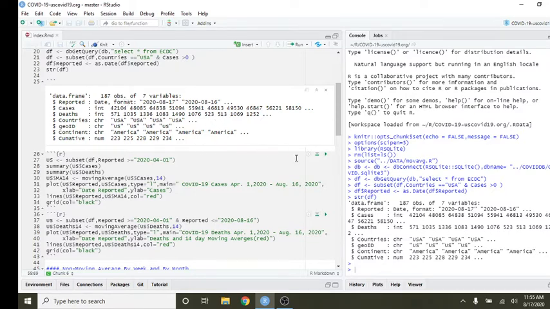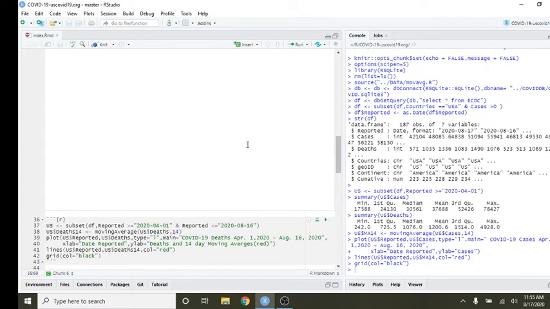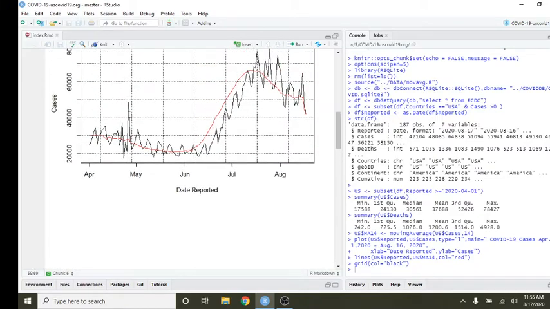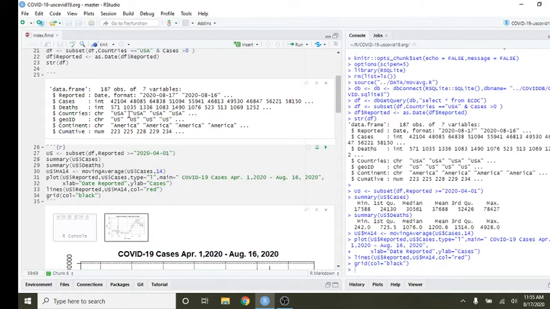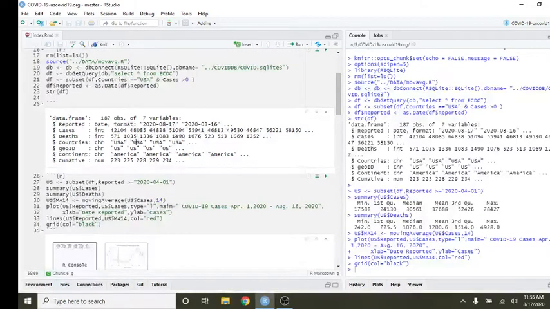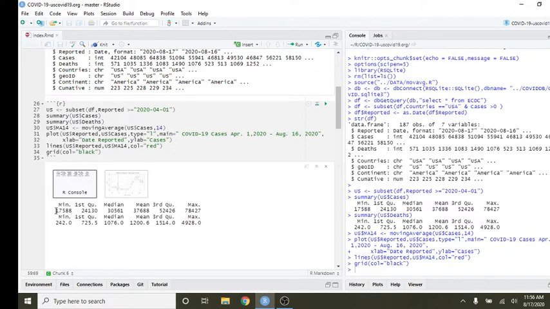records, rows. Now we do a summary and a quick plot of cases. Take a look at cases. Cases, minimum of 17,588. The average number of cases per day is 37,688. And the maximum reported was 78,427. Deaths, minimum of 242 per day, mean of 1,200 per day, and a maximum of 4,928 per day. So now let's take a look at the daily chart.